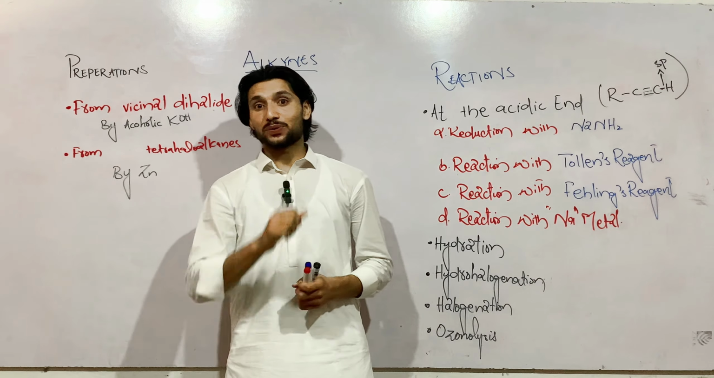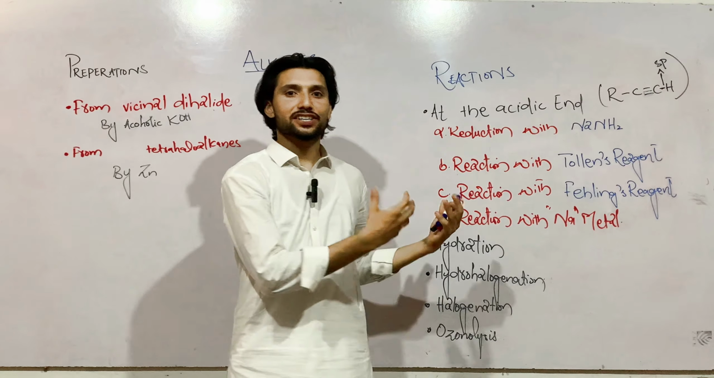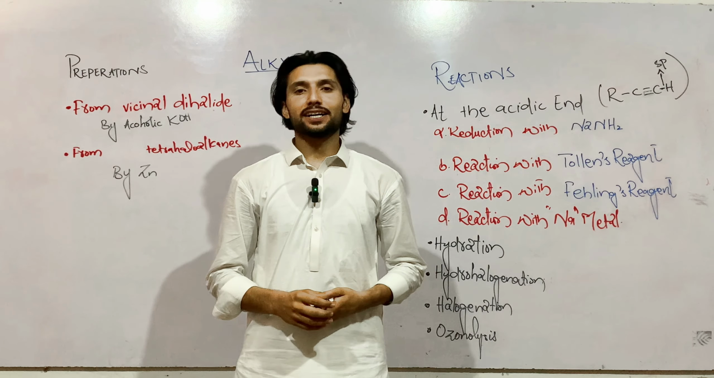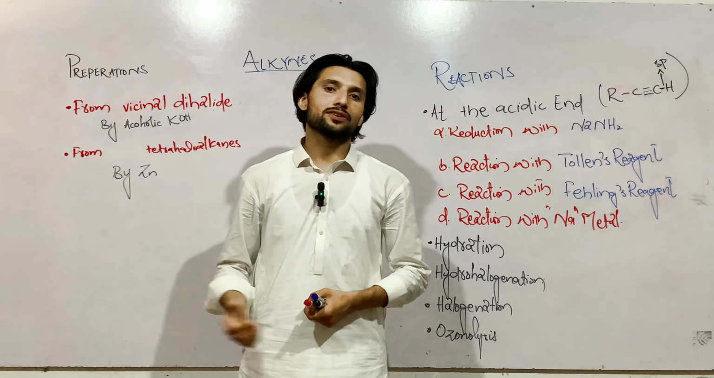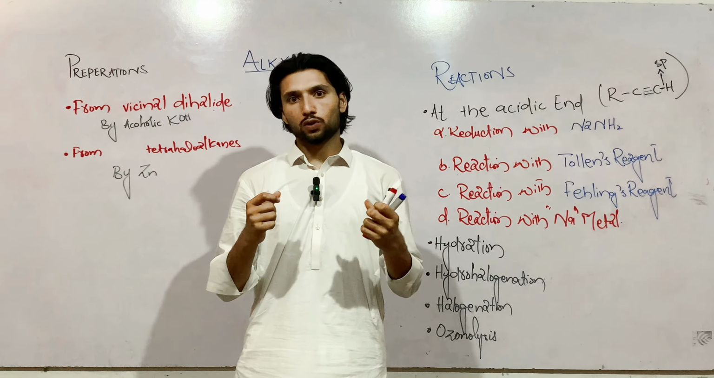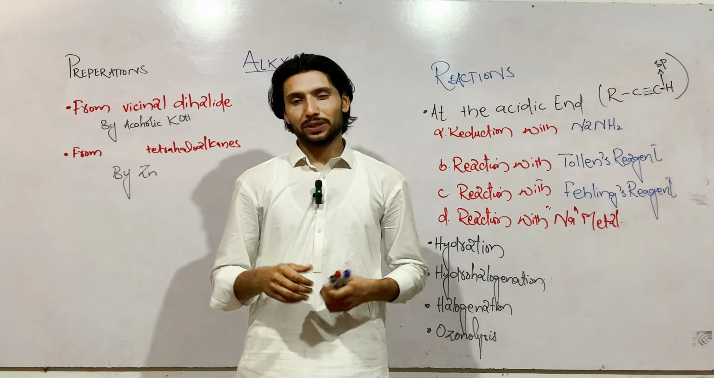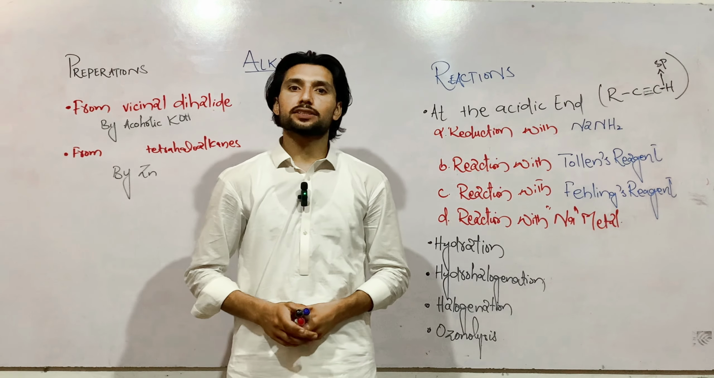Today's discussion will be about alkynes, their preparations and their reactions. We'll prepare alkynes from vicinal dihalides in the presence of alcoholic KOH. Then we'll prepare them from tetrahaloalkanes, where two adjacent carbon atoms contain four halogen atoms. We'll discuss that, and then we will discuss the reactions of alkynes.